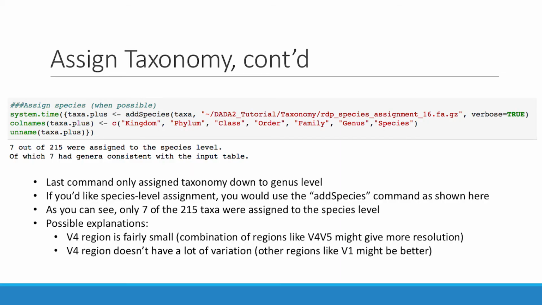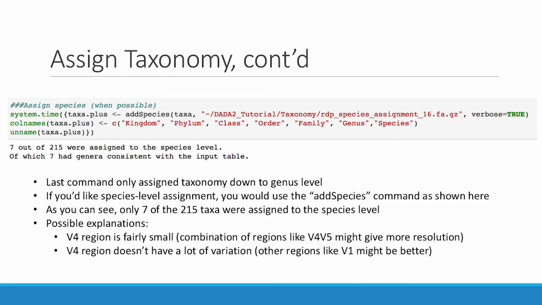So you use the taxonomy table that you just generated, and for at least RDP, there's a separate database that has these species level assignments. So here you just direct it to that. In this command, you're just labeling the taxonomic level, so everywhere from kingdom to species. One thing that you'll notice is that only 7 out of 215 sequences were identified down to the species level. That's a really low number, and that's actually what I've seen in my own data.